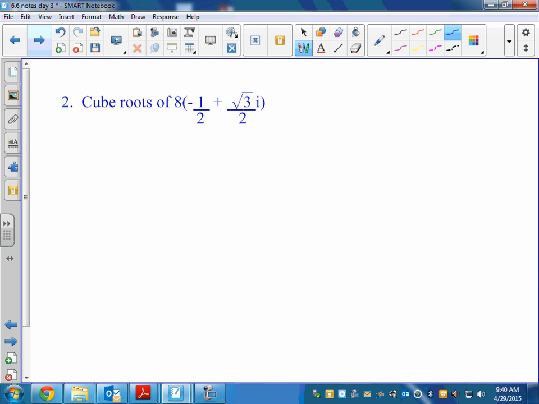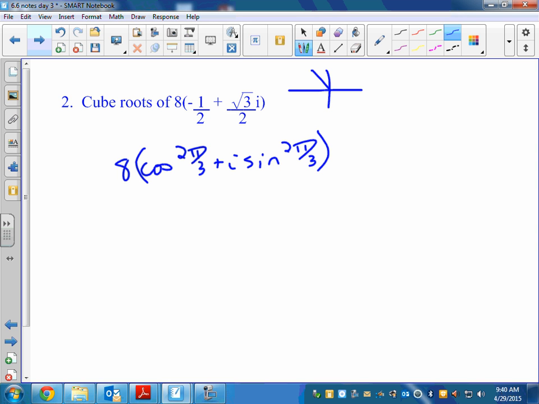You might say, well, I want to distribute the 8 and then do it that way. You'll still end up with 2 pi thirds, but they've kind of set it up perfectly. They have kind of the r out front already, and then they have that there. So negative 1/2, square root of 3 over 2 is 2 pi thirds. So you can do this as 8 times cosine of 2 pi thirds plus i sine of 2 pi thirds. So that's not a terrible one to put in trig form. You do have to think about it.